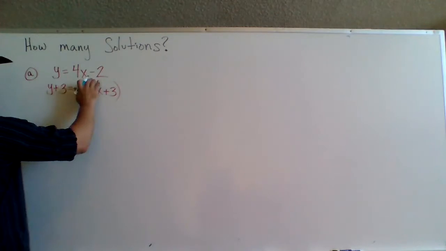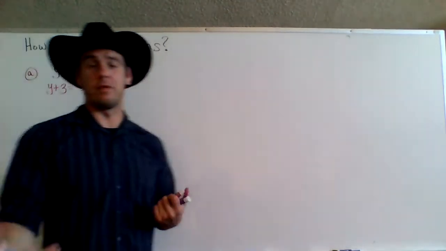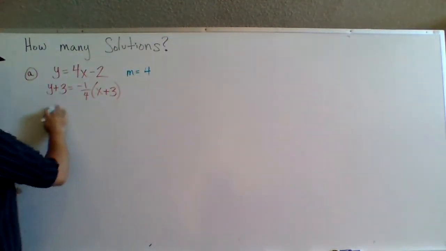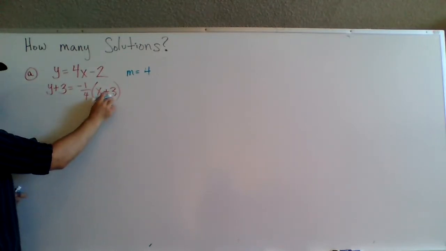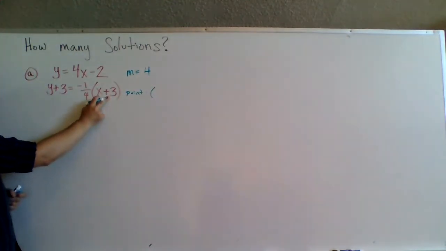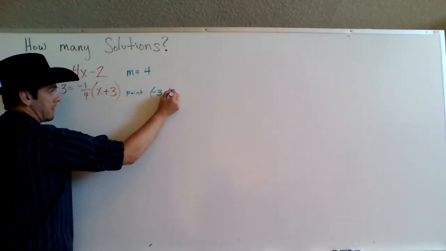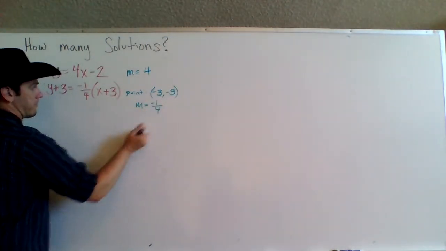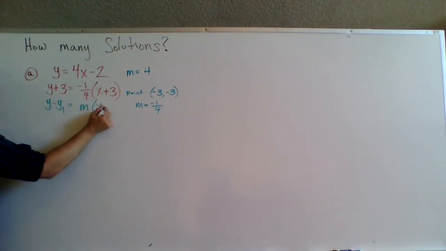So if I look at my first one, my slope is 4. Here, this is point-slope form. So I go through the point (-3, -3), because this is my x value and this is my y value, but they're always the opposite. My slope is going to be -1/4. Remember, this is like y minus y1 equals m times x minus x1.